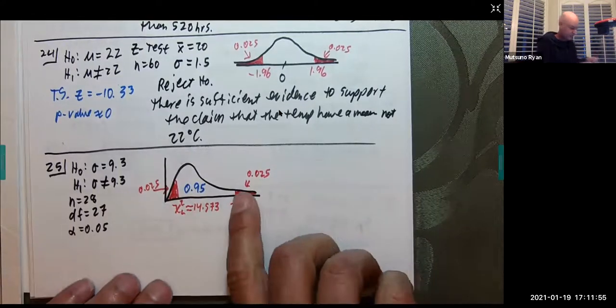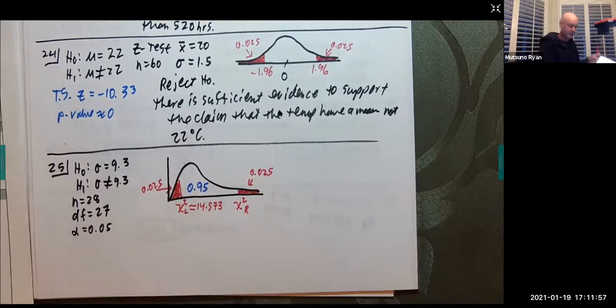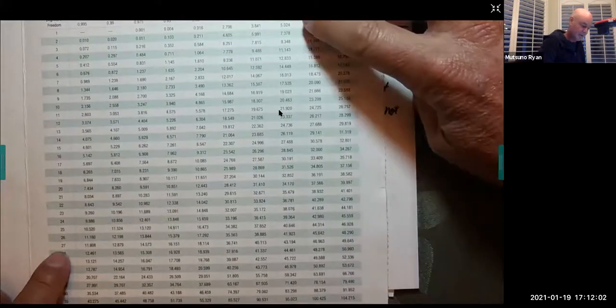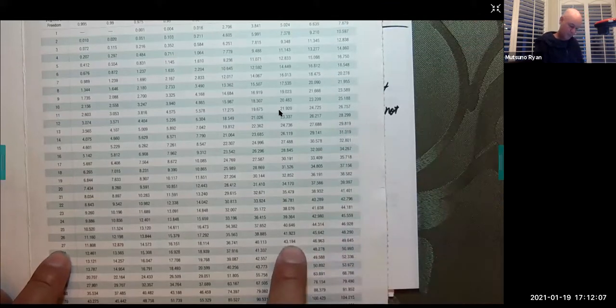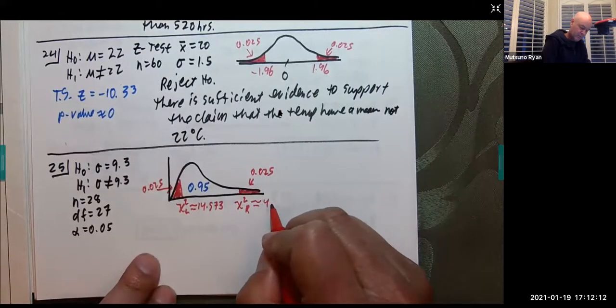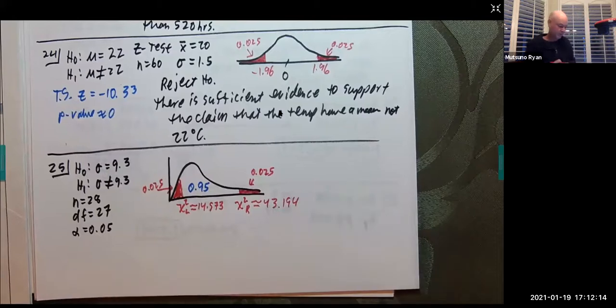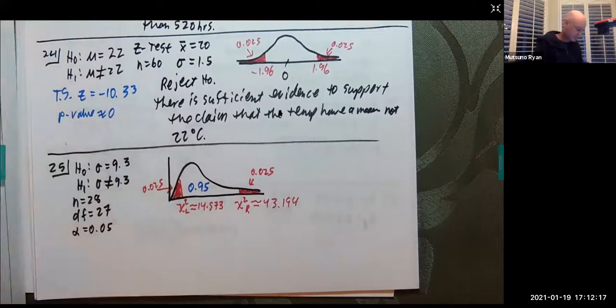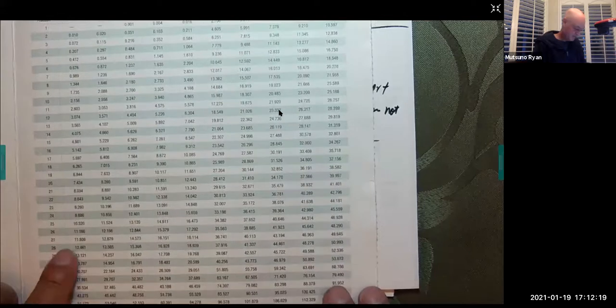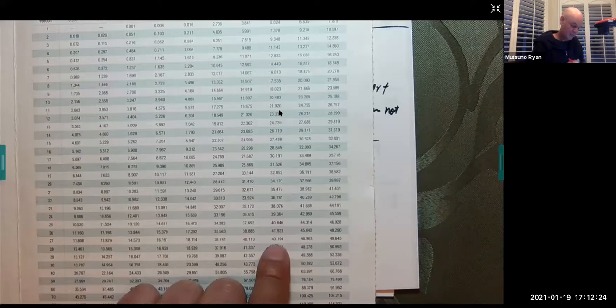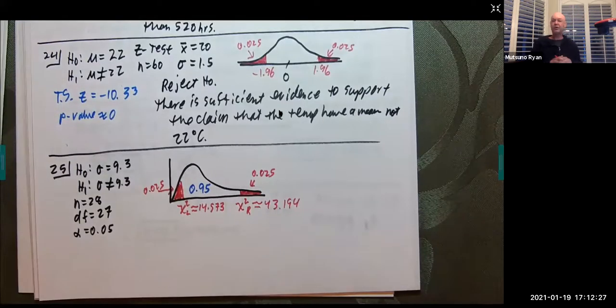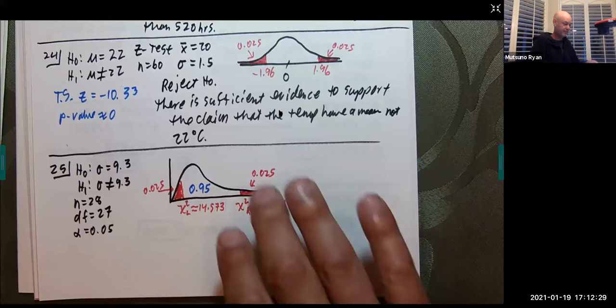Here, the area to the right is the 0.025. So degrees of freedom are the same. I'm still down here at 27, but now I'm up here. So 43.194. Double check my numbers. 14.573, yes. And 43.194, yes. So there are the critical values. And that's all they're looking for with 25.